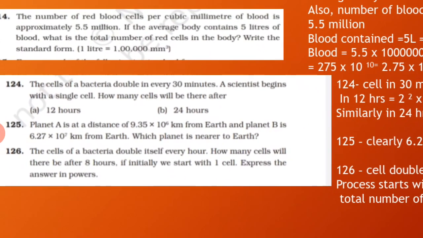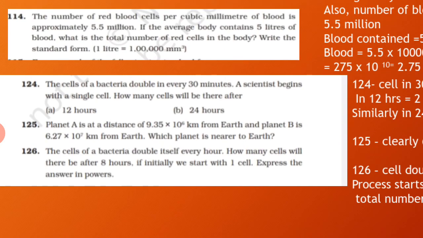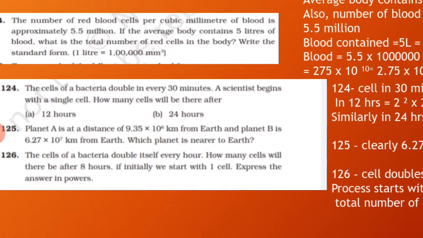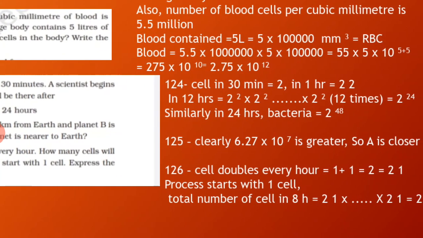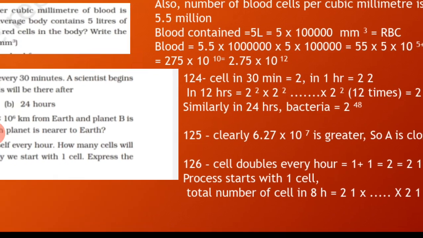Now question number 125. Planet A is at a distance of 9.35 into 10 raised to power 6 kilometers from Earth, and the planet B is 6.27 into 10 to the power 7 kilometers from Earth. Which planet is nearer to the Earth? It is very clear here because both of them are in standard form. So 6.27 into 10 raised to power 7 is greater. So A is closer to the Earth.